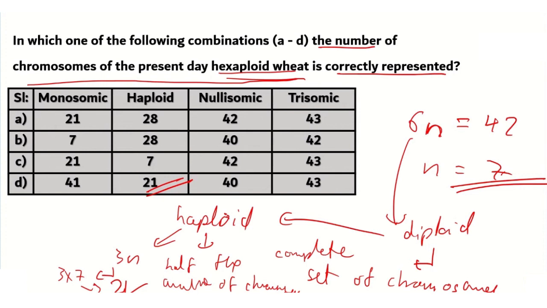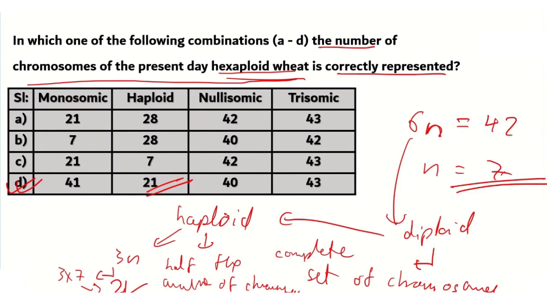because hexaploid wheat is considered diploid when it has 6n and haploid when it has 3n, because diploid means complete set of chromosomes and haploid means half the amount of chromosomes. So option D stands out to become the correct option. Because of this one option, we found out the correct answer.